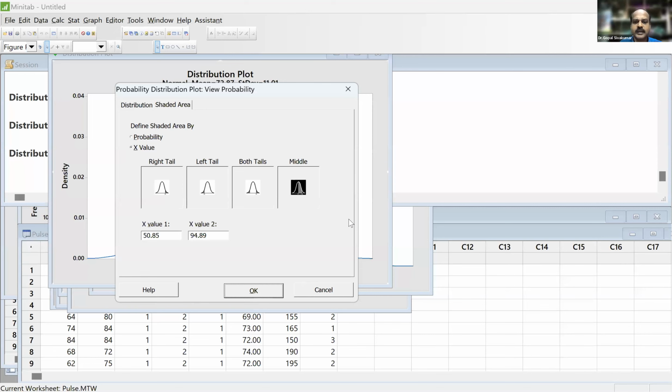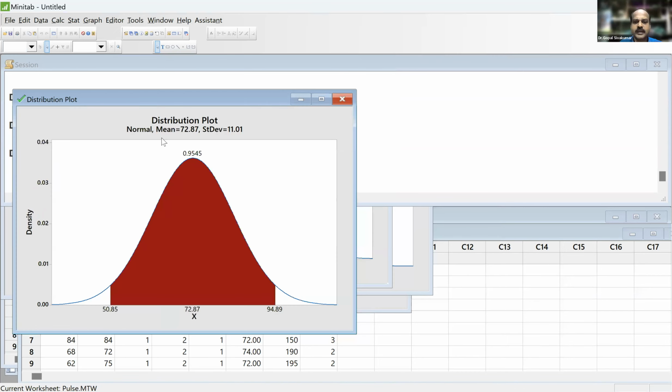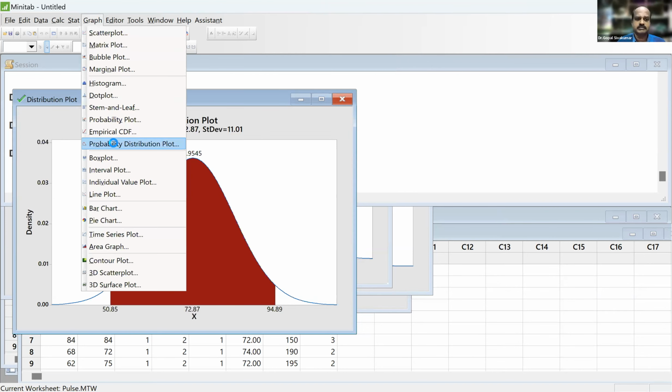And now what is coming here? What is the percentage coming here? 95.45. Very good. So this is our thumb rule, our thumb rule for decision making. Now just forget about the pulse and everything. Let us go to the same thing.